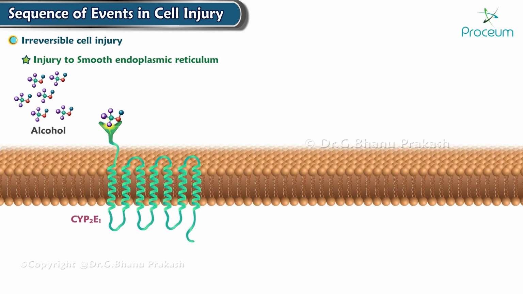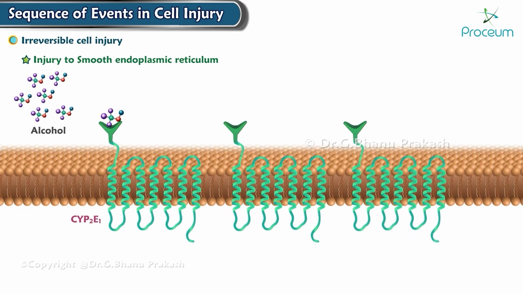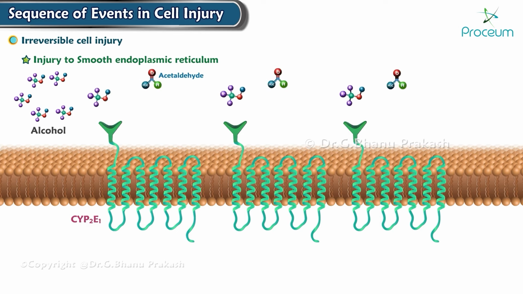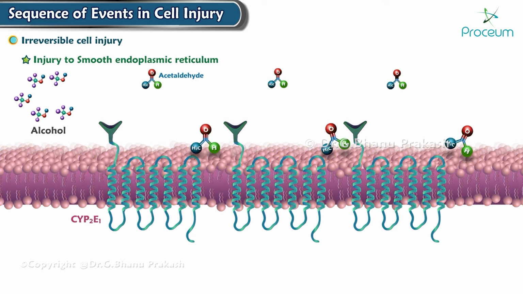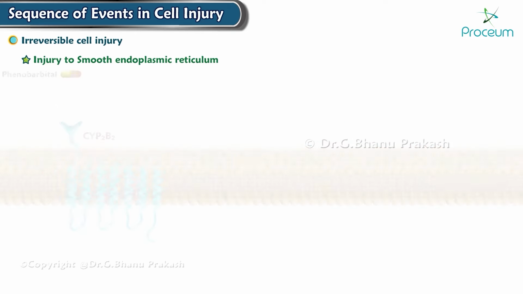Alcohol increases the synthesis of CYP2E1 isoenzyme in the cytochrome P450 system. This isoenzyme increases the metabolism of alcohol. Excess alcohol leads to increased levels of acetaldehyde, causing hepatocyte damage. Excess alcohol slows its metabolism.